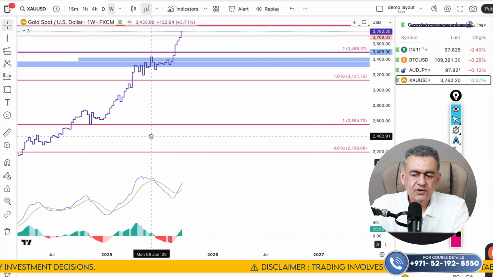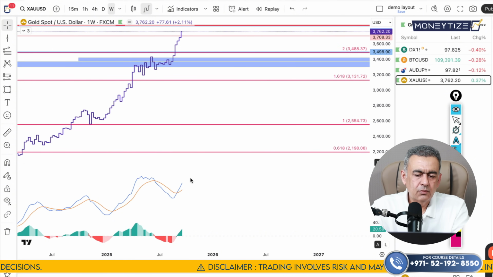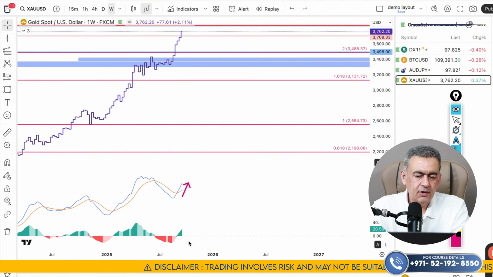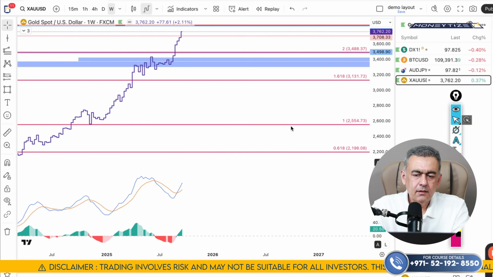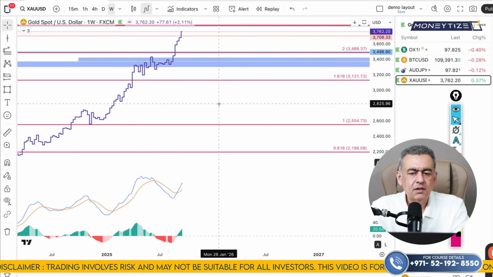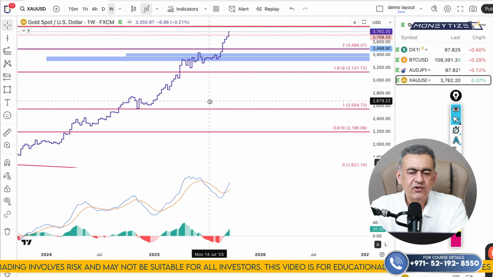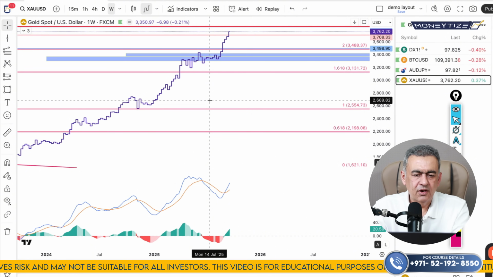Now even on the weekly chart, there is no damage to the bullish pattern. MACD lines clearly rising, histogram is also clearly rising here. So starting from 6 monthly, 3 monthly, monthly and weekly, all higher time frames are extremely bullish.